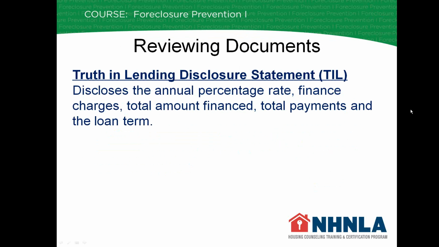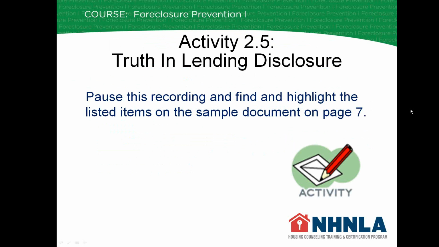Reviewing loan documents, truth in lending. Now the truth in lending disclosure statement, or the TIL, as we often refer to it, discloses the annual percentage rate, the finance charges, the total amount financed, total payments, and the loan term. So this gives you a lot of details on the mortgage, what they borrowed. A good document to get very familiar with.